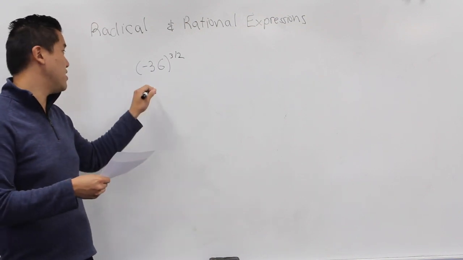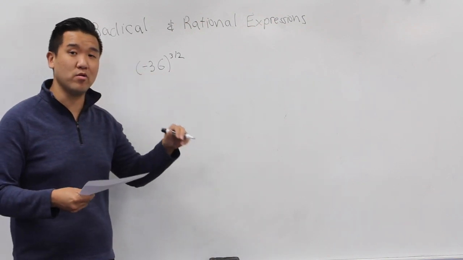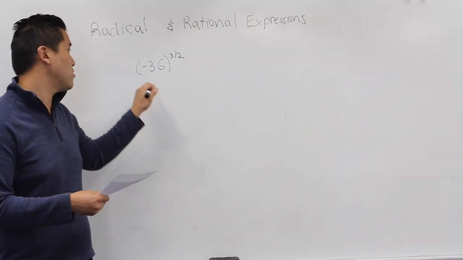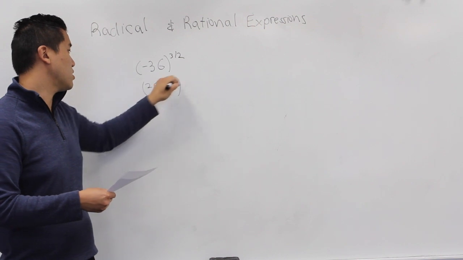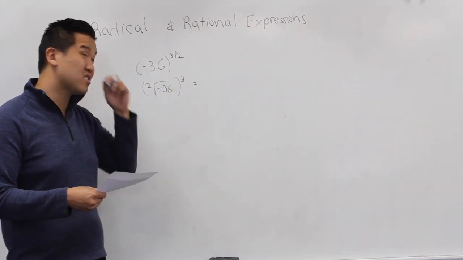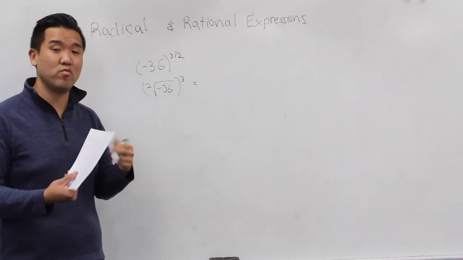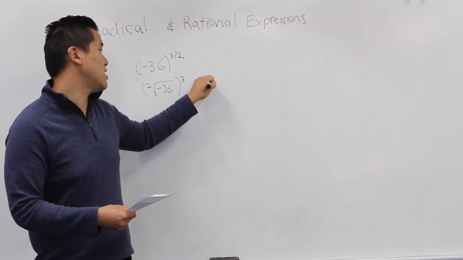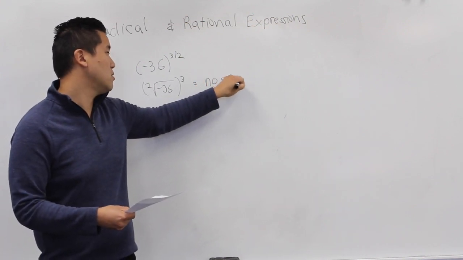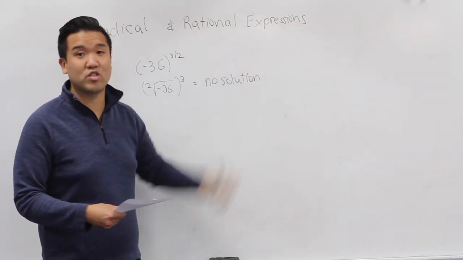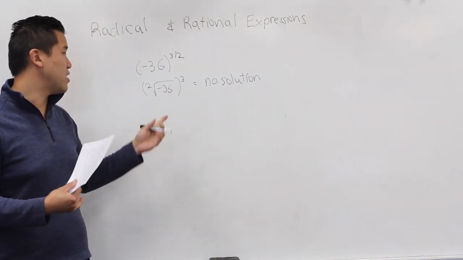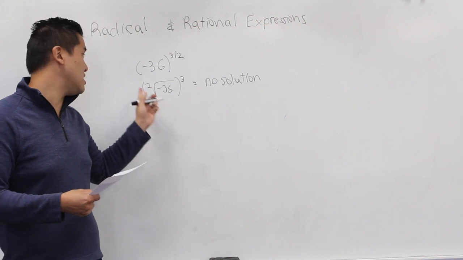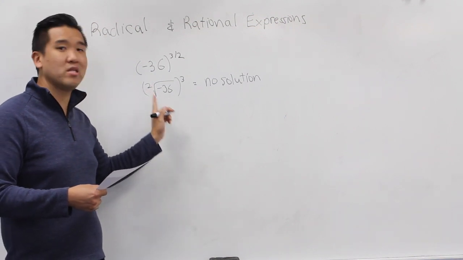Alright, let's try this. So which one's my power? Which one's my root? 3 is my power, 2 is my root. So it's the square root of negative 36, and we're going to cube it. But what is the square root of a negative? Can we do that? We actually can't. So this one actually has no solution. I tried to trick you a little bit on our beginning problem. Right, check your answers. Remember, you can never take an even root of a negative value.